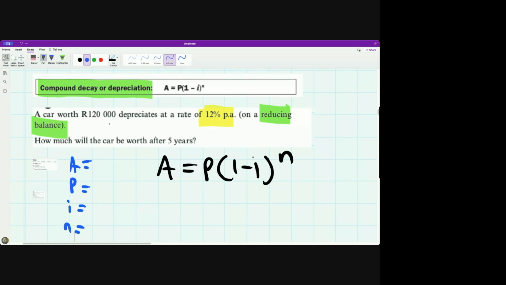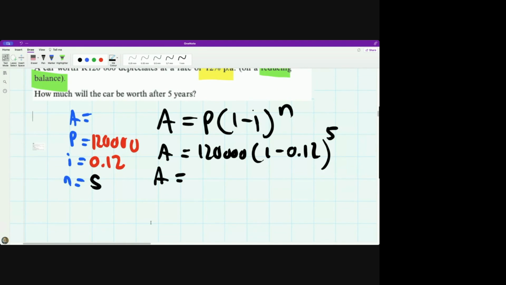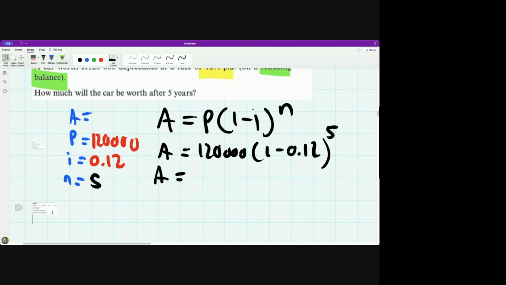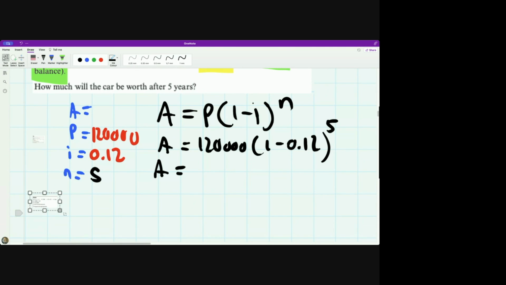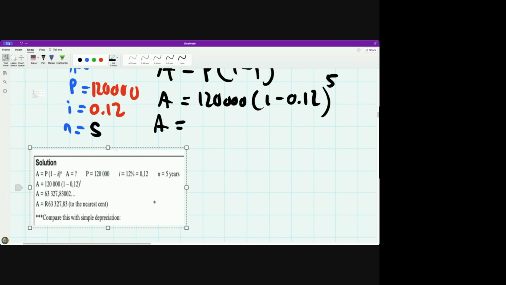Okay, so we start our life at 120,000. We know that my interest rate is 12% per annum, and the number of years is 5. So all I need to do is put 120,000, 1 minus 0.12, and that's going to be to the power of 5. What are we getting? I'll pull up my answer now. Are you all getting 63,327.83?